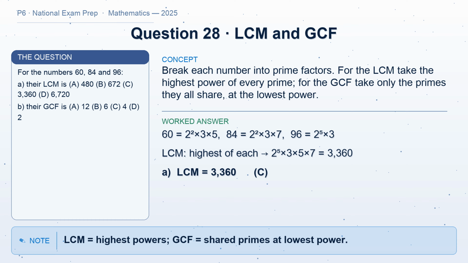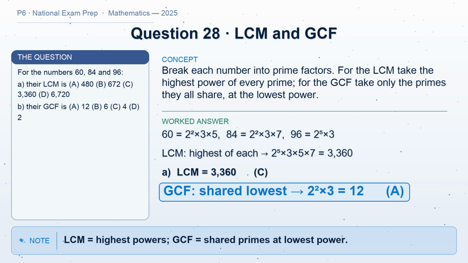For the GCF, the greatest common factor, we keep only the primes they all share at the lowest power. They all share 2 squared and 3, so the GCF is 12. Part B is option A.